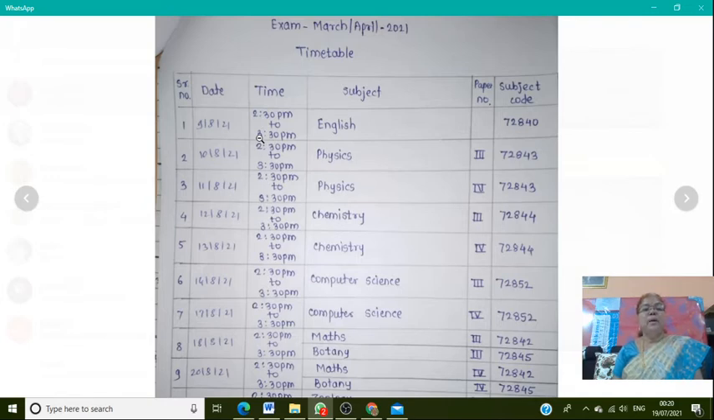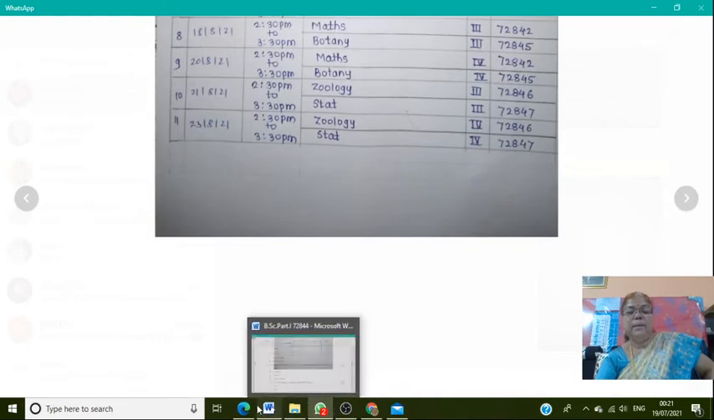It will be on 12 August 2021 at 2:30 p.m. to 3:30 p.m. and the nature of the exam will be MCQ type. You have to attempt a total of 25 questions and each question has 2 marks. Remember, the subject code of Chemistry paper 3 and 4 is 72,844. Remember well.